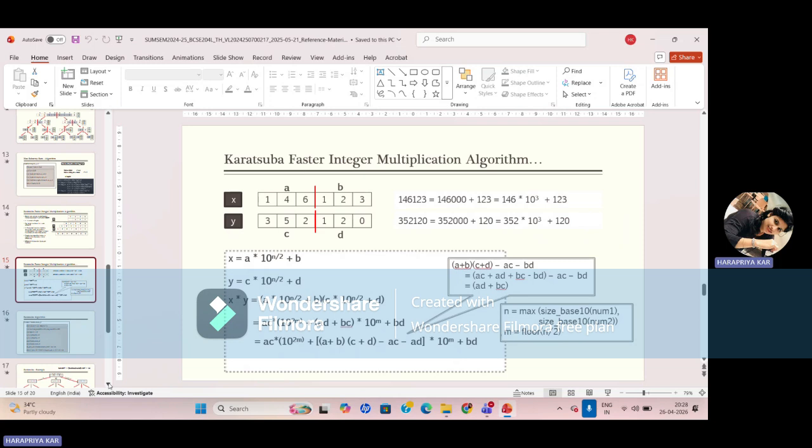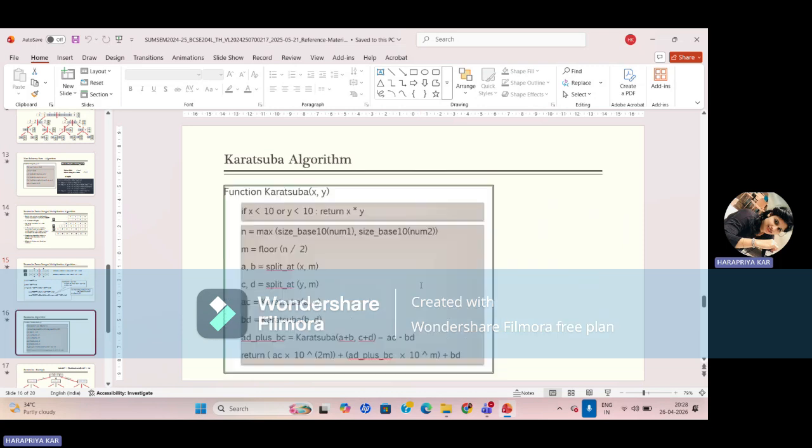So here you have to follow this formula: (a plus b)(c plus d) minus ac minus bd. Expanding, ac plus ad plus bc plus bd minus ac minus bd; the plus and minus terms cancel, so we finally get ad plus bc. Then n is equal to the maximum of the size in base 10 of number 1 and size in base 10 of number 2, and m is equal to the floor of n by 2.